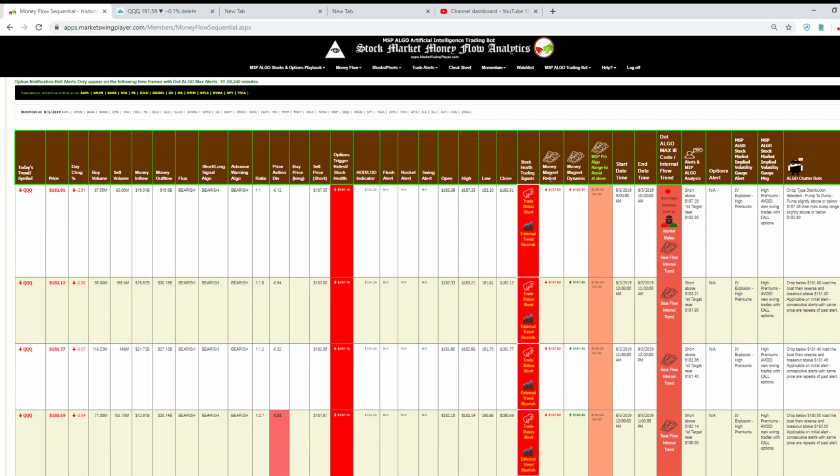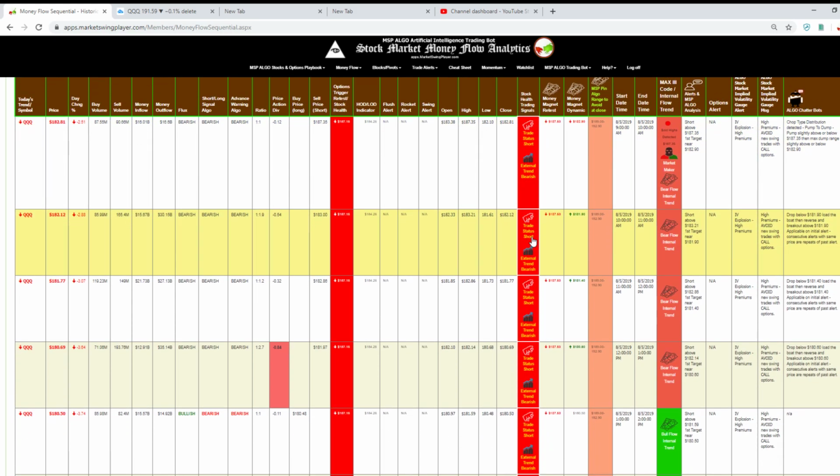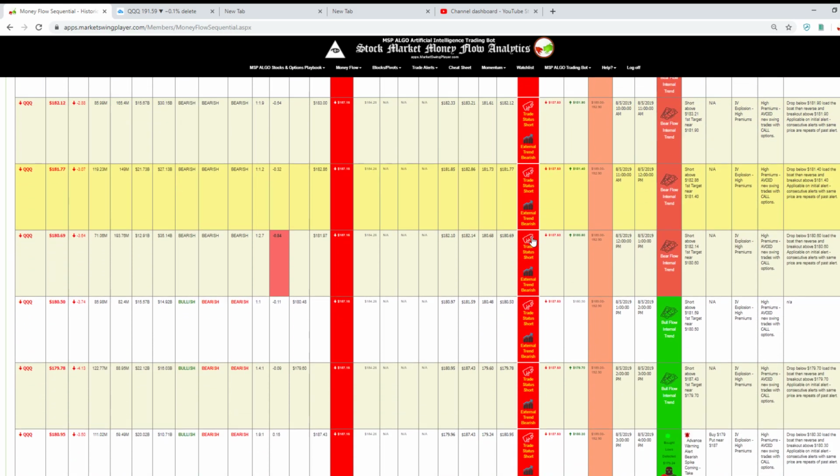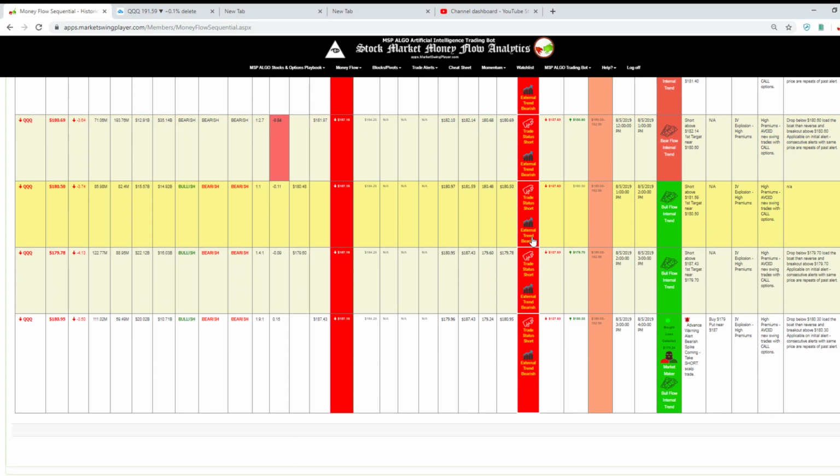So we could see that with MSP Algo, sometimes the market's choppy and it's just not trending. One minute it's popping to the top, one minute it's dropping like a rock, so your signals aren't going to be as solid. In this particular scenario, it seems like it was a nice trending day, and price was actually moving. So we could see that it was a nice trending day.